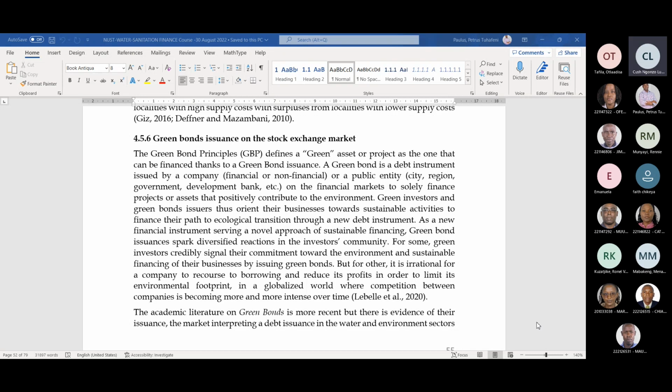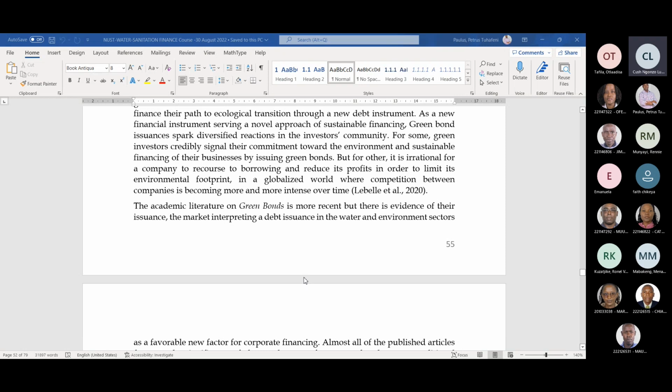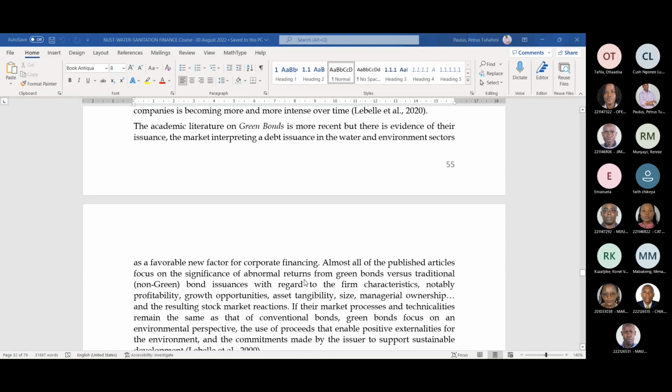But in general, green investors and green bond issuers orient the businesses towards sustainable activities to finance their path to ecological transition through a new debt instrument. This has been proved by a few studies, as I said, in the US market. And the academic literature on green bonds, unfortunately, is not fluent. Very few evidences have been proposed. But the market interprets a green bond as a debt issuance on the environment, and it is favorable for corporate financing.